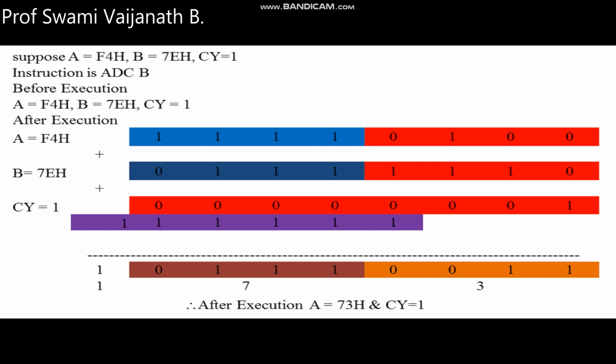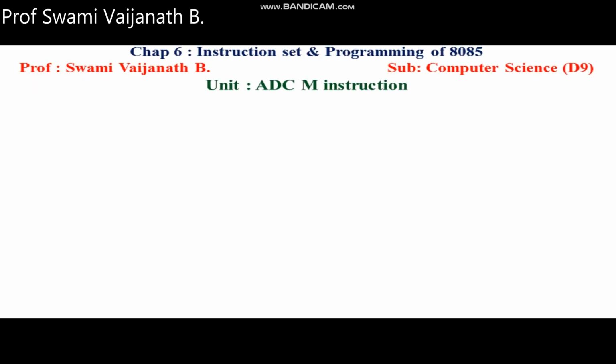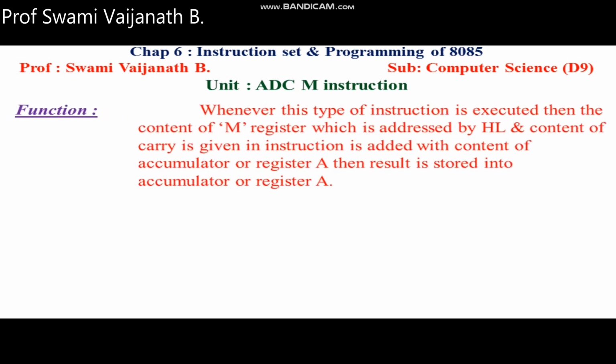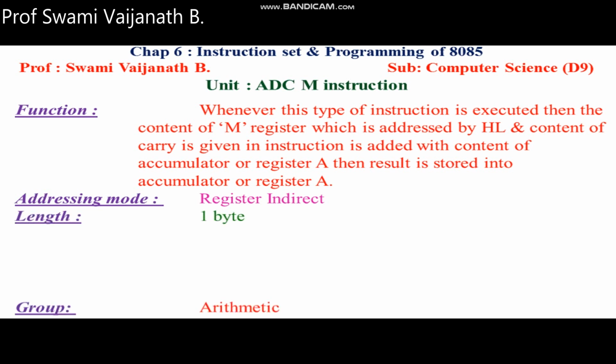Then the next instruction is ADC M. Whenever this instruction is executed, what happens? The content of A register, that is accumulator, is added with the content of M register, which is addressed by HL, that is M register points to its HL address, and the content of carry is added to their sum. Then the result is stored in accumulator or A register. Addressing mode for this instruction is register indirect.